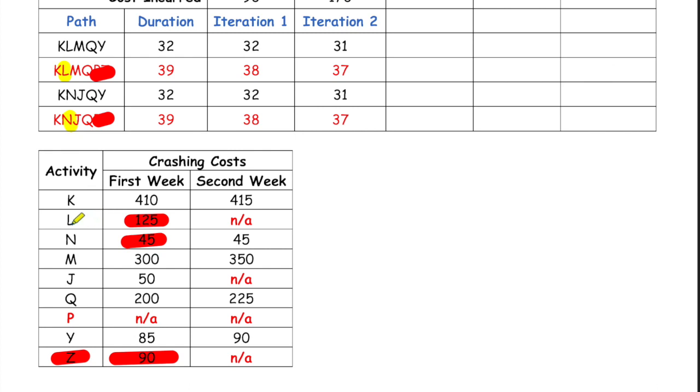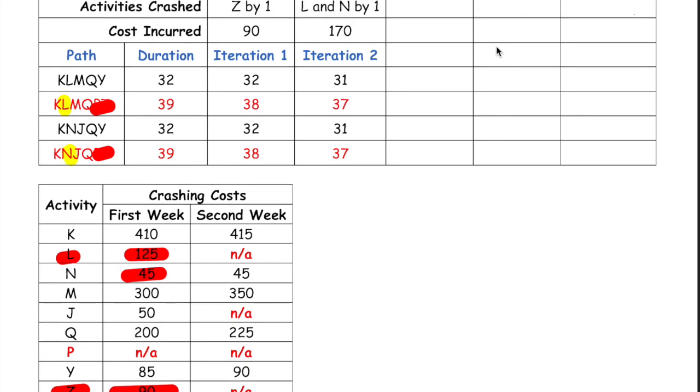So at the end of the second iteration, we can cross out activity L. Now that we've done that, let's have a look at the third iteration. Once again, we're interested in lowering the duration of the two critical paths in the cheapest way possible. On the first path, the cheapest activity that remains between K, M, and Q happens to be activity Q.